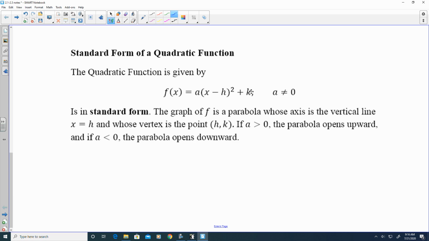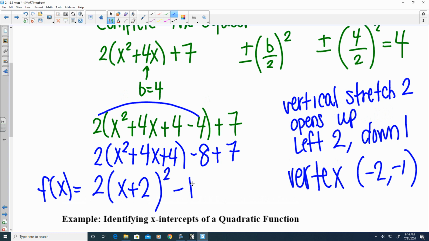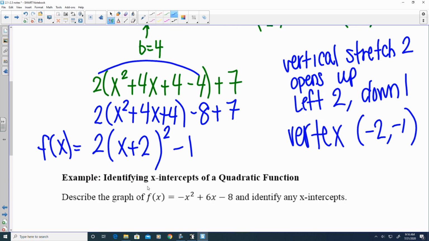This (h, k) here is where we got that vertex, but we can also relate it to our transformations that I wrote up above of the left 2 down 1. That also tells you what your vertex is going to be. All right, let's do that again.